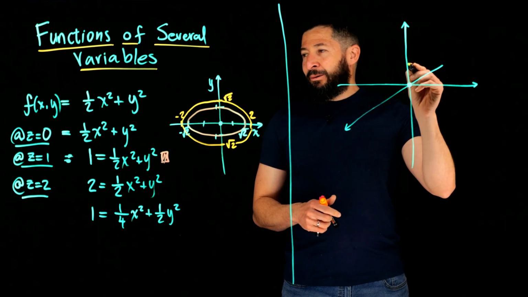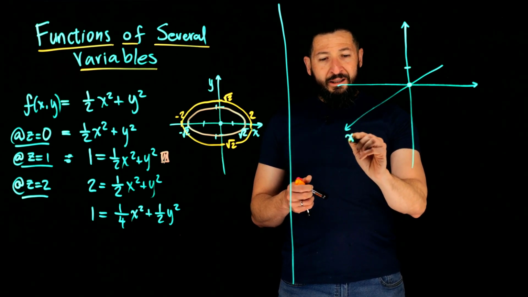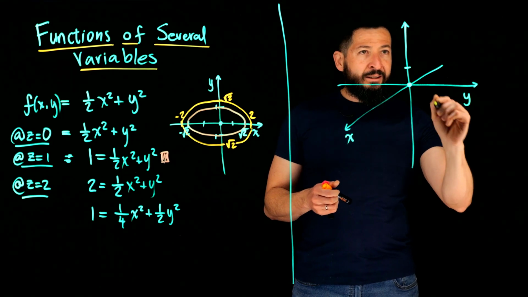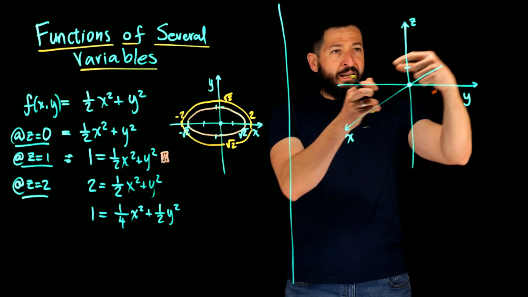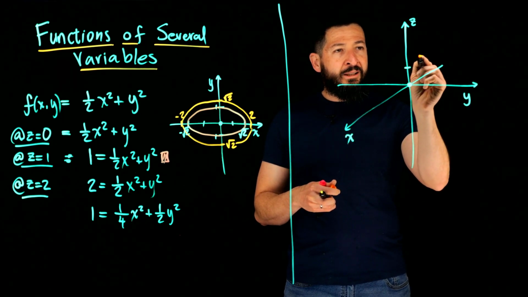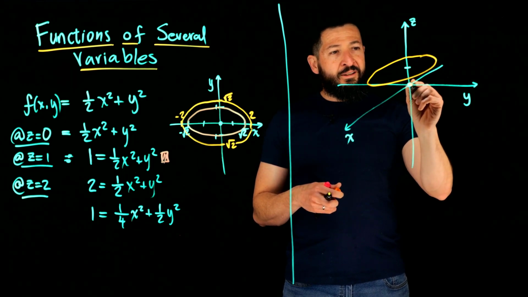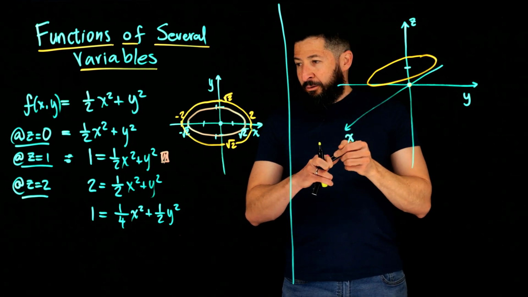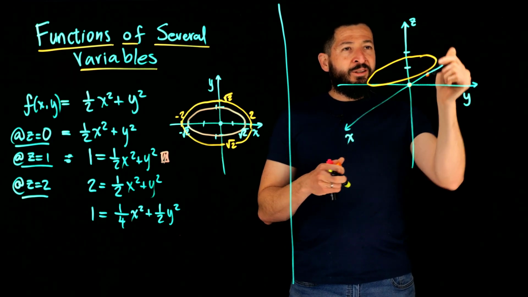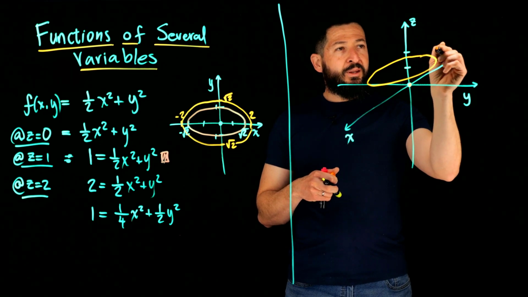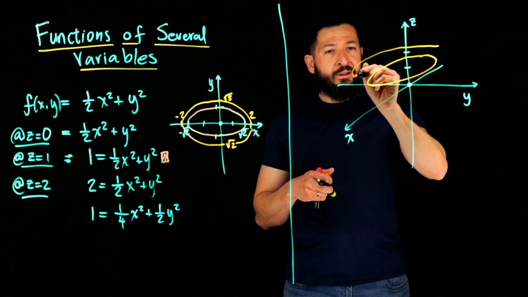Now at z equals 1, so you're going to go up by 1. You're going to have an ellipse that is going to be longer in the x direction. So it's going to be elongated in the x direction. So something sort of like this. Let's clean that. Now at z equals 2, you're going to go up again. You're going to have another ellipse that is going to be slightly longer as well. So somewhere out here, all the way to there.